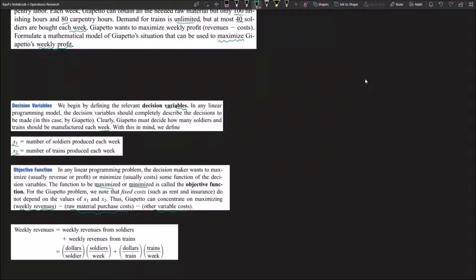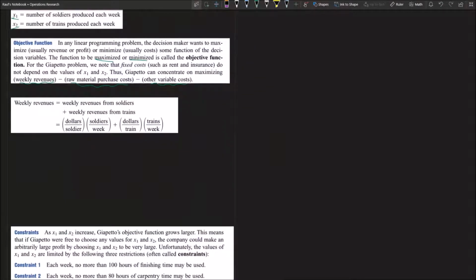So taking the weekly revenue separately, we can say the weekly revenues equals the weekly revenues from soldiers plus the weekly revenues from trains. This can be translated as dollars per soldier multiplied by soldiers produced by week, plus dollars per train multiplied by trains produced by week.